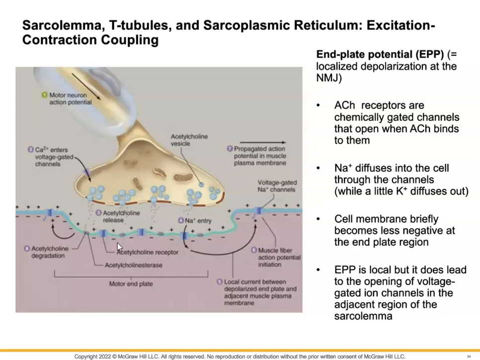That is what we call the end plate potential, and it's the minimum change in voltage, or the threshold, that must be reached that will trigger the opening of the voltage-gated channels in the sarcolemma to initiate an action potential.